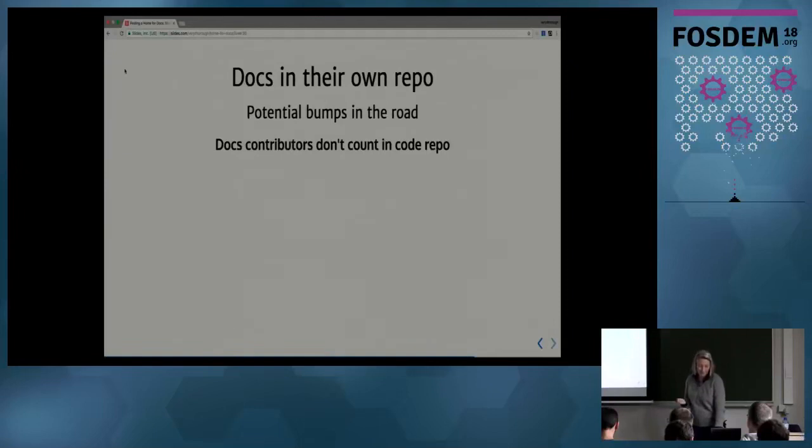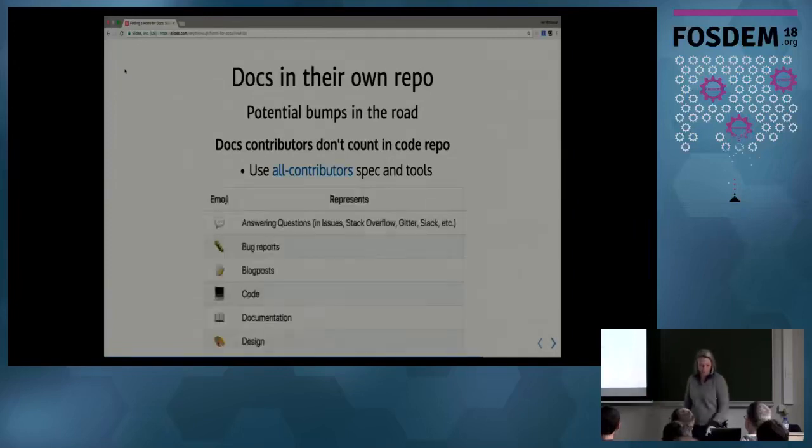Another thing that's an issue is that docs contributors don't count in the code repo if they're in a separate docs repo. One thing that we use is All Contributors, which is a spec created by Kent C. Dodds that has some tools that go with it that recognize all sorts of contributions in addition to docs: bug reports and blog posts and tutorials and design and organizing events and monetary contributions. They have all sorts of ways of contributing, counting those.